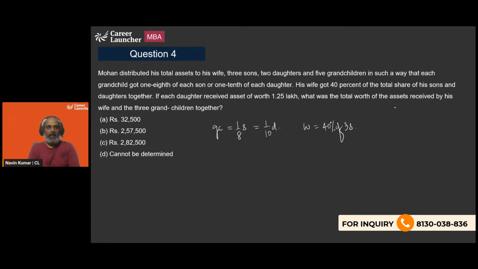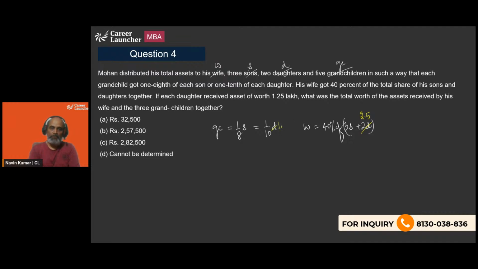Right? And daughters together. Since there are 2 daughters, we will be writing 3s plus 2d, because wife I'm representing as W, sons as S, daughters as D, and grandchildren as GC. Now, if each daughter received an asset worth 1.25 lakh, this becomes 1.25 into 2, 2.5 lakhs.